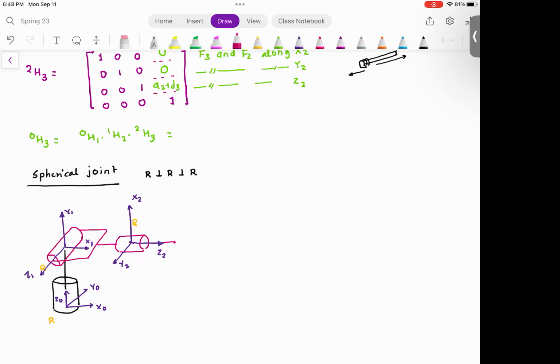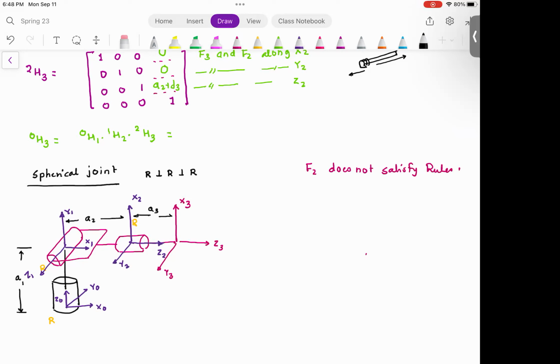But we will proceed. And then there is one more frame, which is X3, Z3, and Y3. And I want you to understand that frame 2 does not satisfy the rules. And I would specify the distances. This I'm going to call A1, and I'm going to call this A2, and I'm going to call this A3. Actually, this is a very important problem, and I will do the MATLAB simulation on this problem. Hopefully, I will have time.